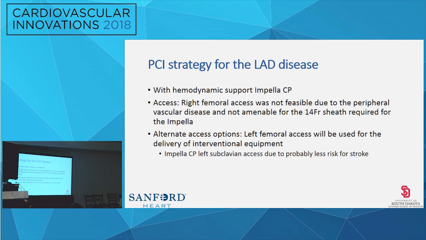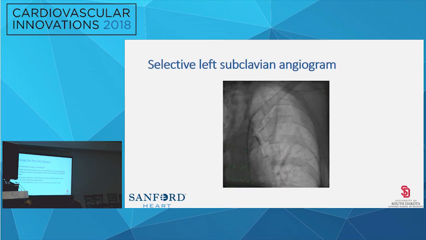Unfortunately, the patient developed a right groin hematoma, which was very diffuse. In addition, the iliac artery was heavily calcified, so we thought the right femoral access was not optimal for hemodynamic support, which requires a 14 French sheath. So we thought she needed alternative access options. We decided to proceed with left axillary access for the hemodynamic support with Impella CP, and we used left femoral access for the interventional equipment delivery.